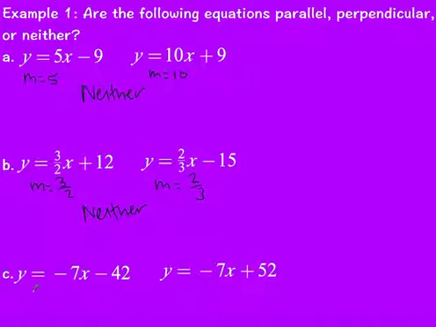For c, we've got y equals negative 7x minus 42, and y equals negative 7x plus 52. For negative 7x minus 42, m would be equal to negative 7, and for negative 7x plus 52, m would be equal to negative 7. Because the m's match, that makes them parallel.